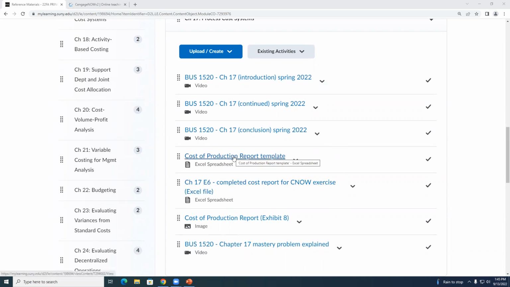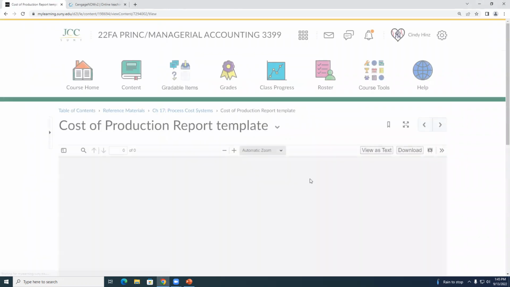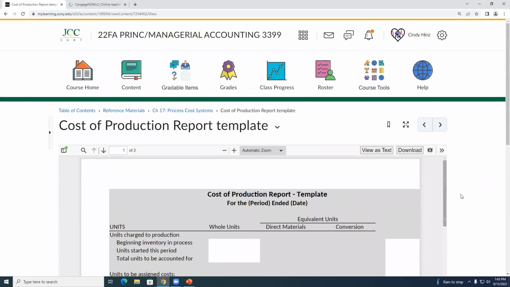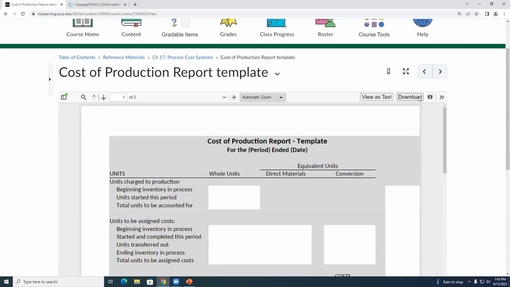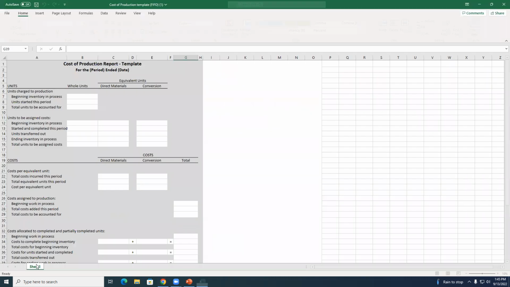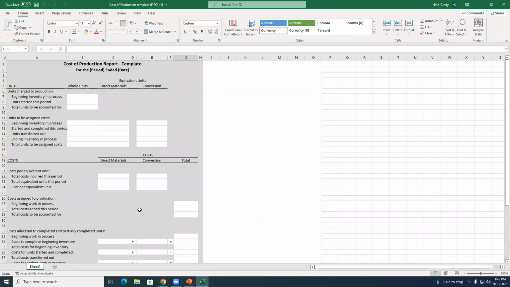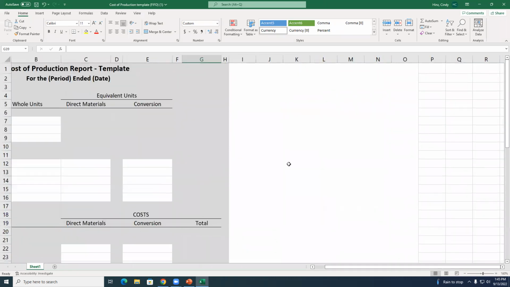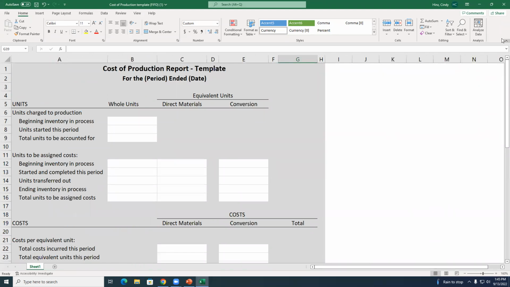First, we have an Excel spreadsheet that I have recreated from another edition of the textbook. I'm going to download it and use it in Excel during class, and you may also want to do the same thing. It is very helpful, both for what we're doing in class and also for the exam that covers this chapter.